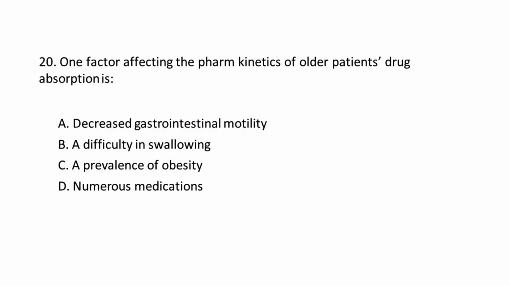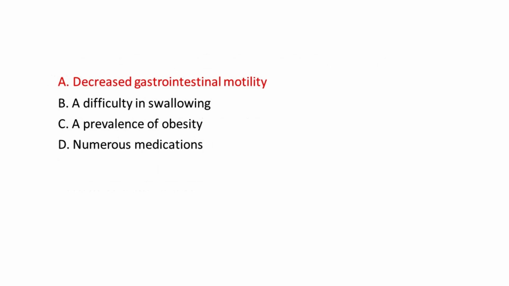20. One factor affecting the pharmacokinetics of older patients' drug absorption is A. Decreased gastrointestinal motility. B. A difficulty in swallowing. C. A prevalence of obesity. D. Numerous medications. The answer is A. Decreased gastrointestinal motility.